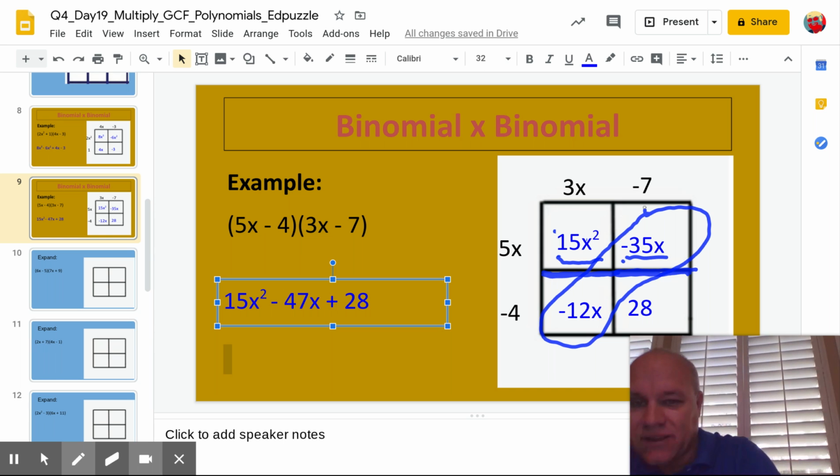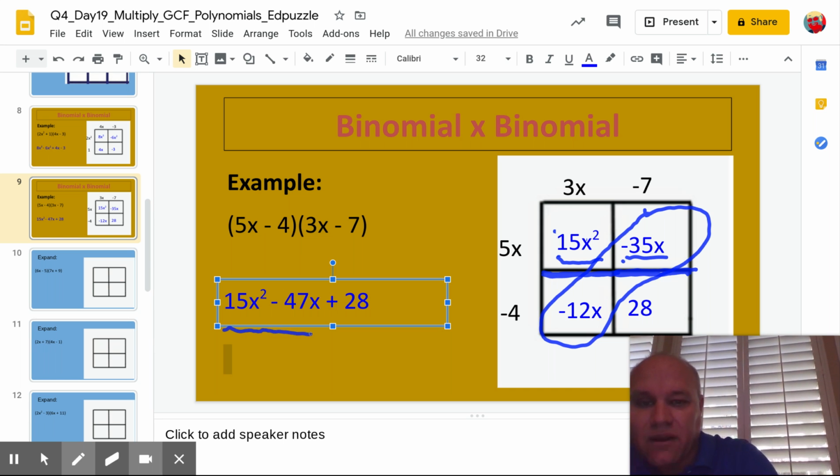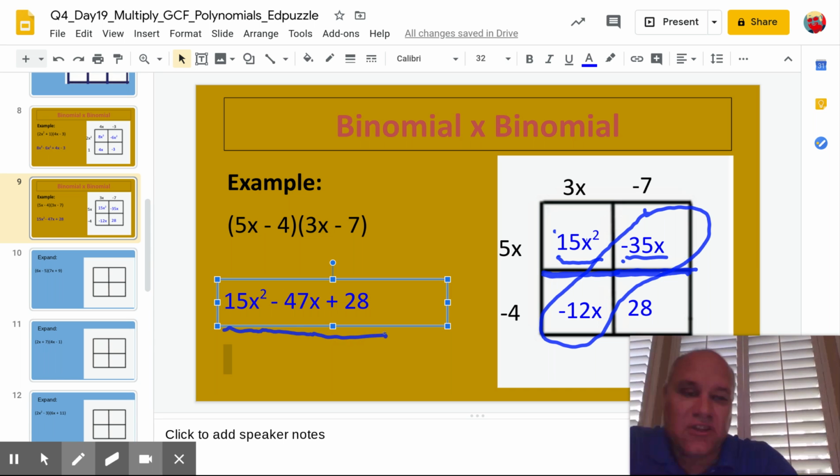So our final answer is a trinomial. We have 15x squared minus 7x plus 28. What's the lead coefficient? That's right, the lead coefficient is 15, and the degree is 2, so this is a quadratic trinomial. Let's have you try some now.